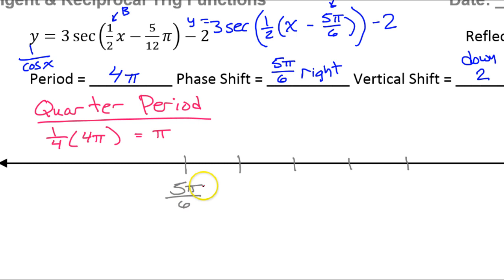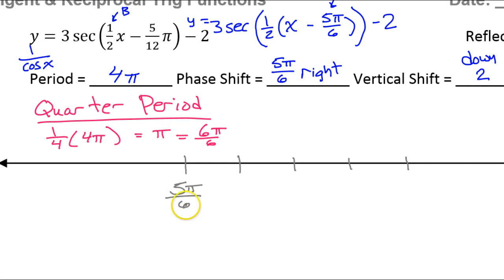So if I want to get from 5 pi over 6, where I'm starting, to the next value, I should be able to simply add pi to that. However, I need like denominators in order to add these. So I would multiply the numerator and denominator by 6, because pi is the same thing as 6 pi over 6. That's what's happening right here. Fine, now I have like denominators.